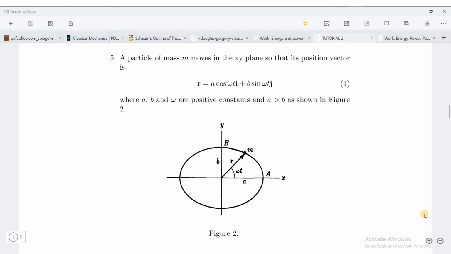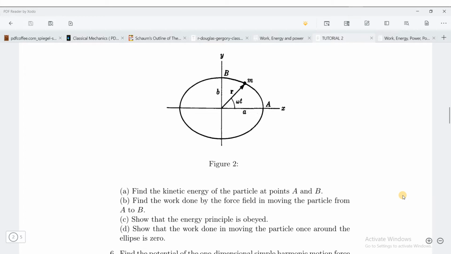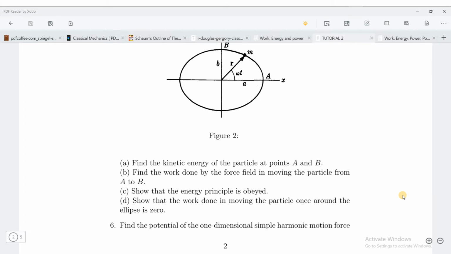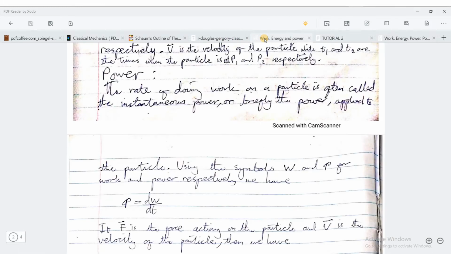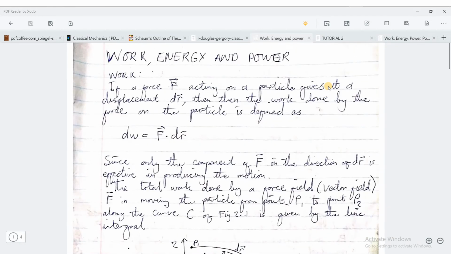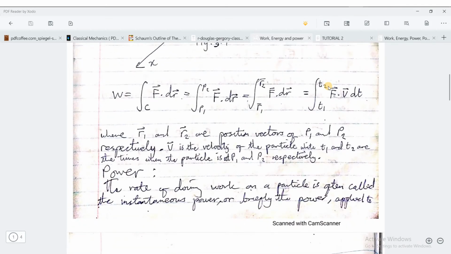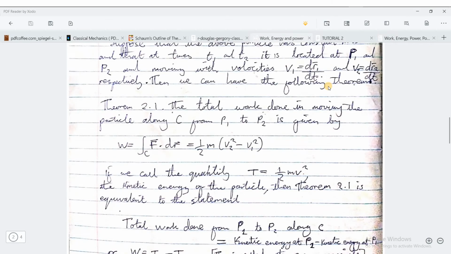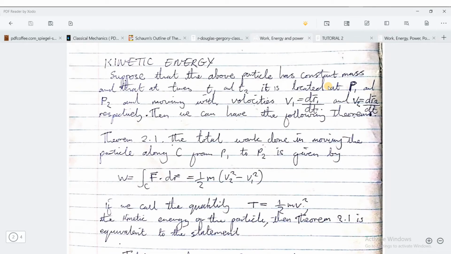Let's see now what is here. Our first question is to find the kinetic energy of the particle at points A and B. So you see, we're already on this part. When you look at these notes, there was a part where we talked about the kinetic energy. We saw that kinetic energy is just half mv squared.